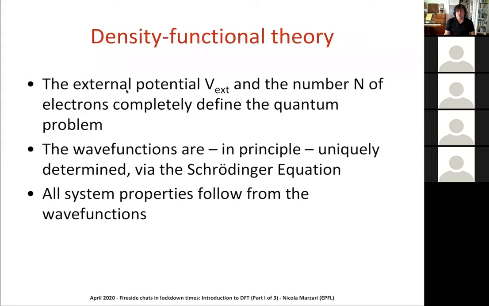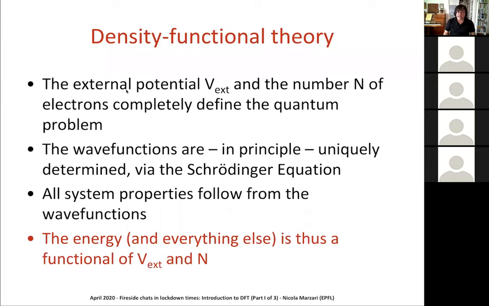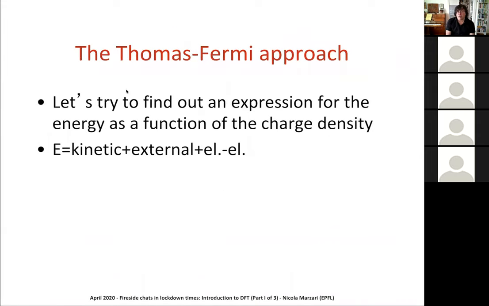So we have the wave function, and all the system properties follow from the wave function. What we say is that the energy of a system is a functional, in a mysterious way through the impossible solution of the Schrödinger equation, of the external potential and the number of electrons. Now, I like impossible. Another guy that liked impossible was Enrico Fermi. And Enrico Fermi said, let's actually try to do something where we look for a functional of the energy, not as a functional of the many-body wave function. It's trivial, psi H psi, but psi is impossible.